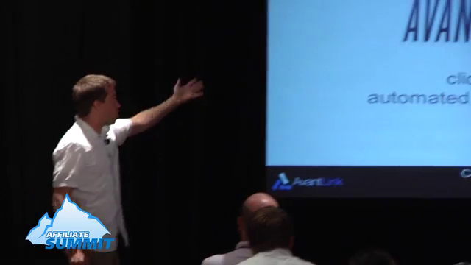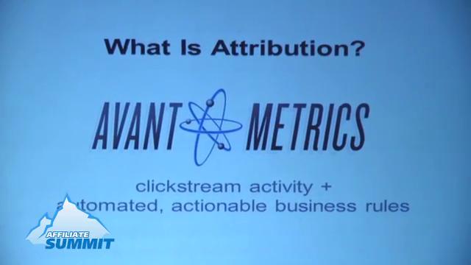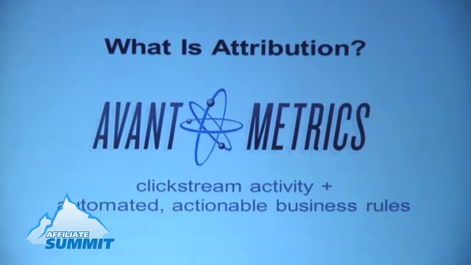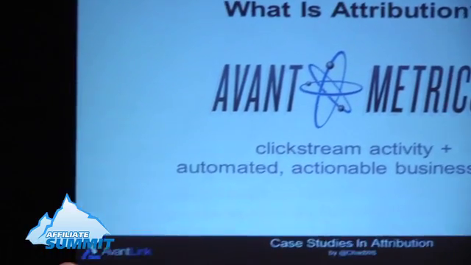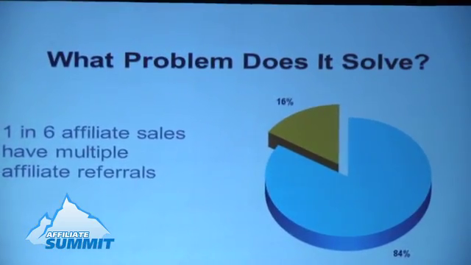We're going to look at 4 case studies. All of these case studies are sourced from AvantLink's attribution platform called AvantMetrics. AvantMetrics gives you the clickstream activity, as well as the ability to apply automated and actionable business rules based on the content. And that yields some interesting situations and scenarios for those who are using it. We're going to look at a couple of those. Before we do, though, a couple problems and a couple definitions before we dive into the data.